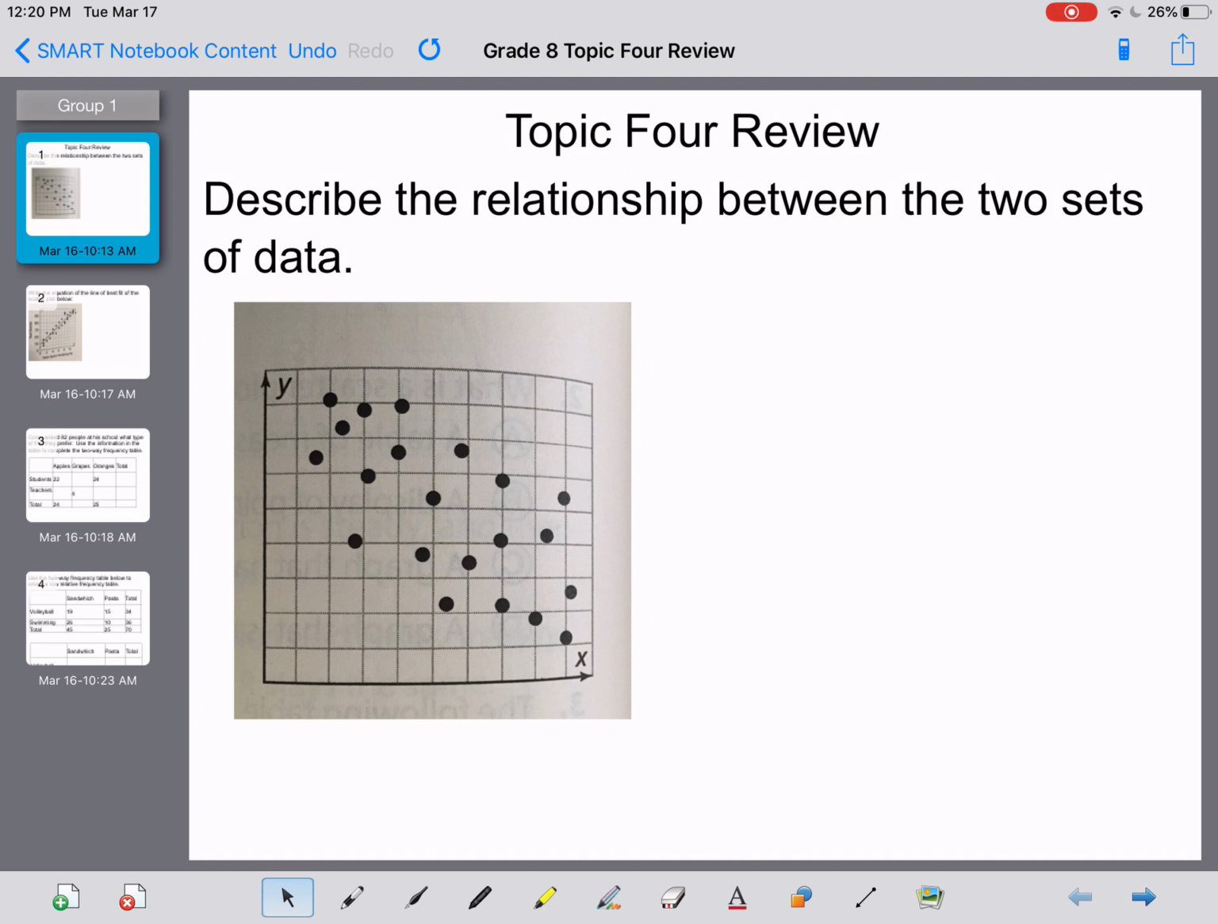Today's lesson is the topic for review. Describe the relationship between the two sets of data. Take a second to copy down the question and draw a quick sketch of the graph as well.